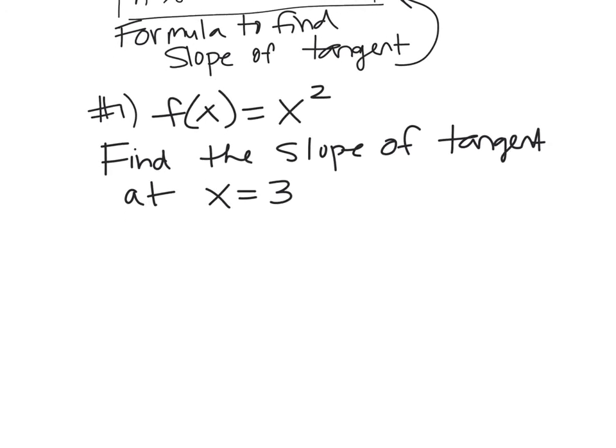So we have f of x equals x squared. We're going to find the slope of the tangent at x equals 3. So let me visually show you exactly what we're doing, and then we're going to do the formula, and I'll show you how it works, okay?